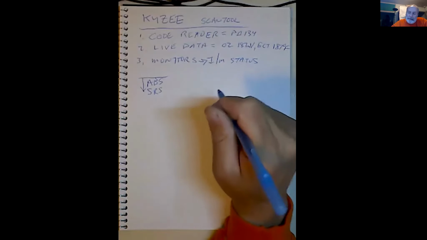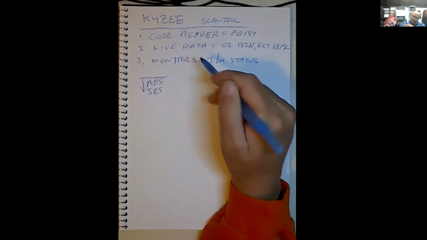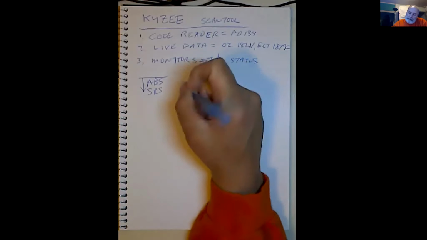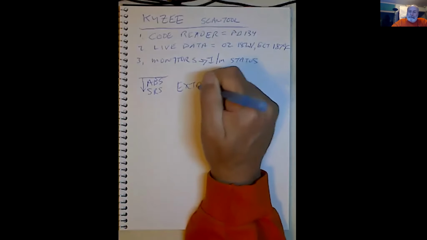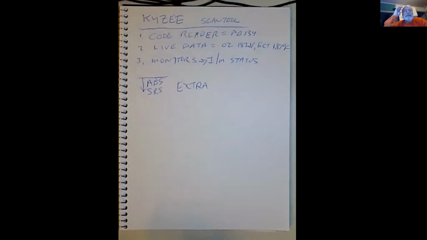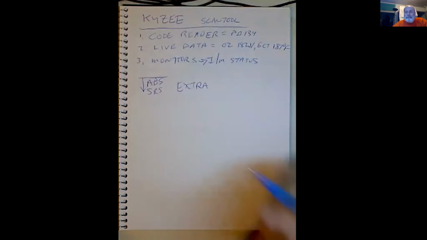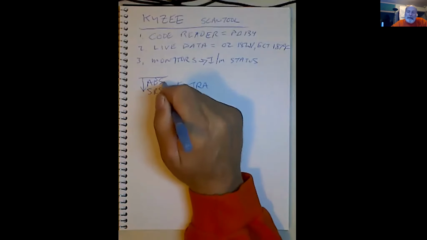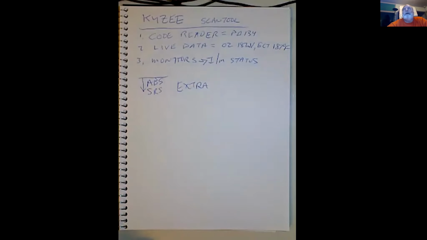So anyways, the point I was trying to make was that code reader, live data monitors. Now this is going to be extra. If all you're trying to do is get your car smogged, or do engine management, I wouldn't even bother getting this, because one of the problems with getting a cheap scan tool that does ABS and SRS is all it's going to do is give you codes. It might give you data, but I don't know.